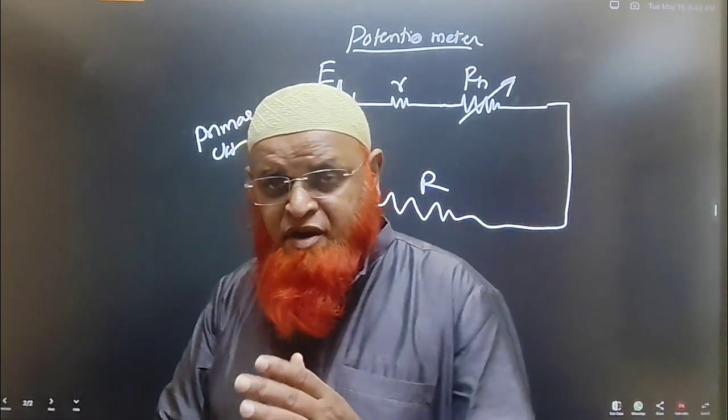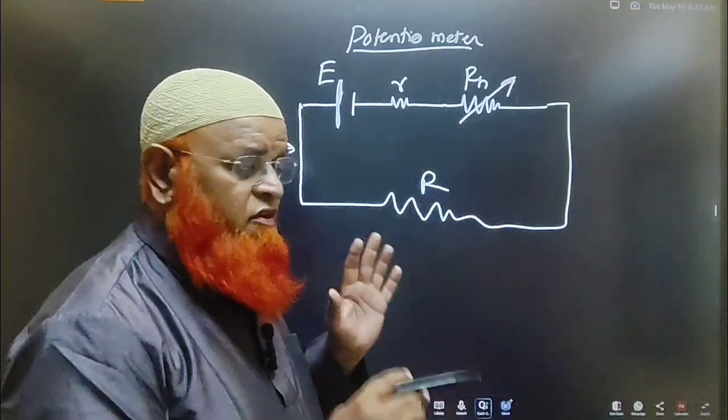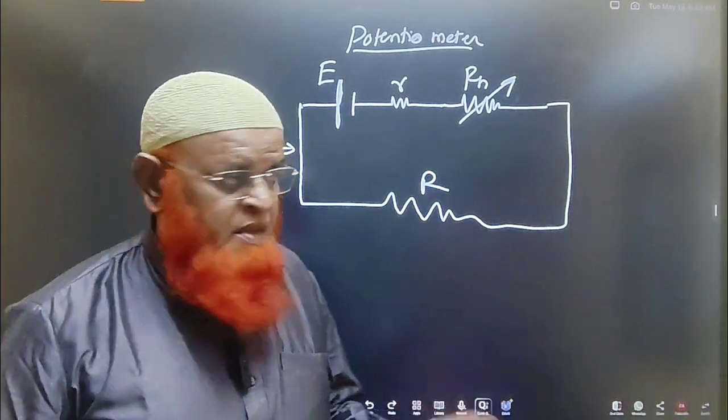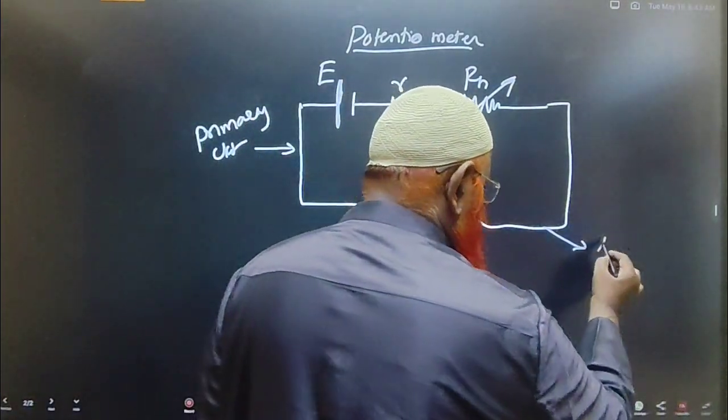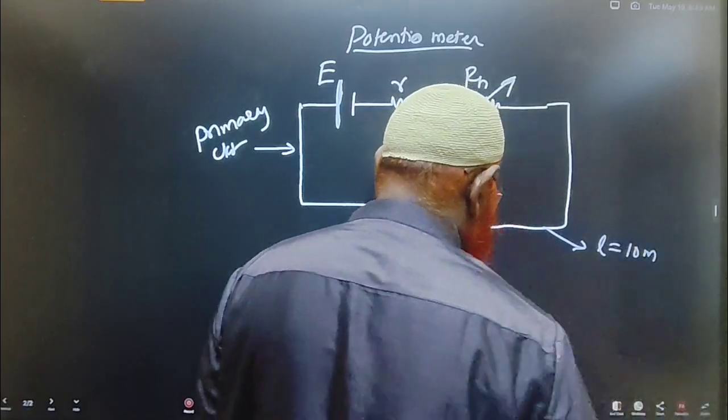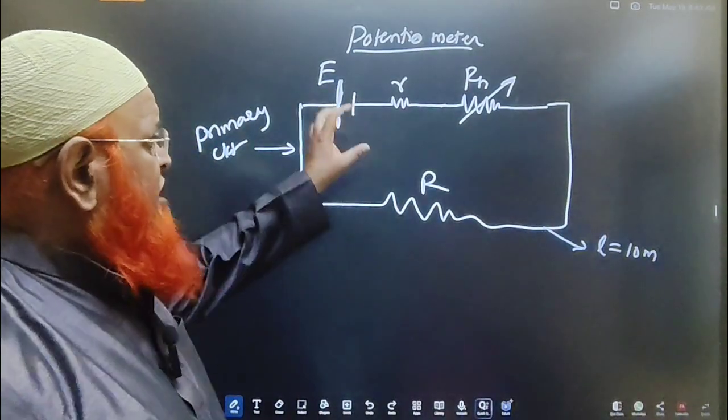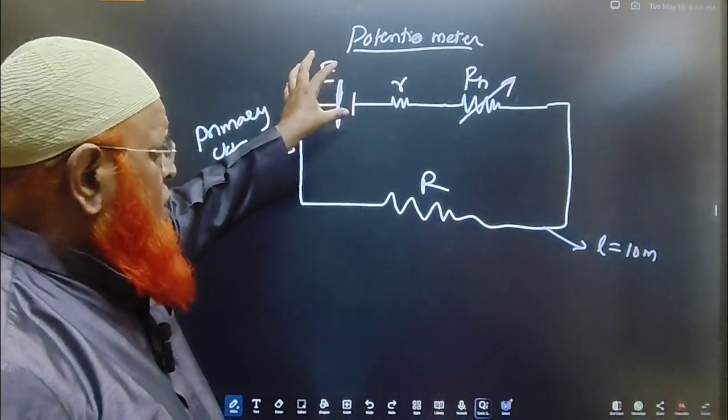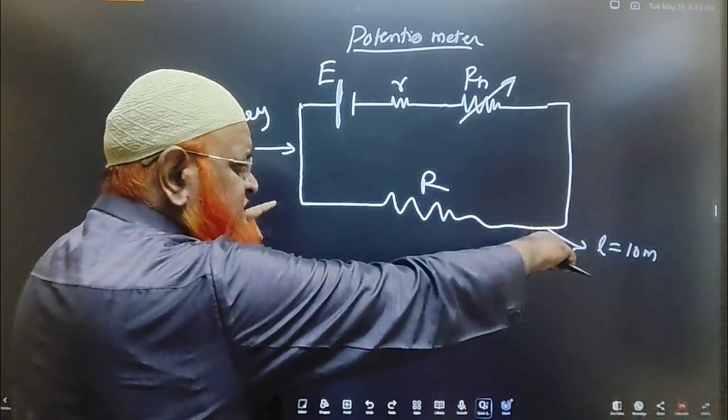So to measure the EMF of a cell, first of all you should have a primary reading. So this is the length of a wire whose length is 10 meters. This length is 10 meters. So I have taken a cell whose EMF is distributed among these 10 meters.